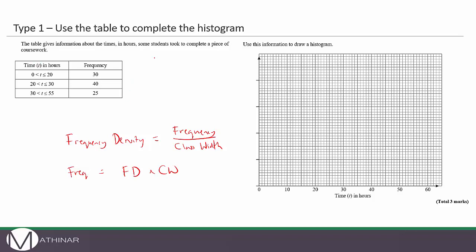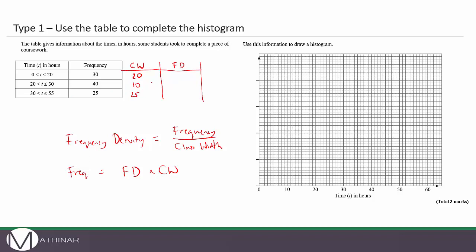Now we need to add a bit more to this table before we can start drawing the histogram. There are two columns we must add, and these are called class width, just call it CW, and frequency density. The class width is the difference between 0 and 20, so 20 take away 0 is 20. 30 take away 20 is 10. 55 take away 30 is 25.